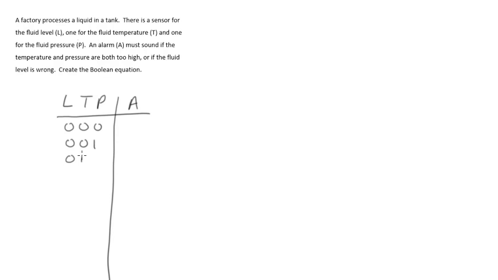Once again, we start with the truth table. We have inputs L, T, and P. The output is A. All the combinations of input go from 0 to 7. The alarm sounds whenever the fluid level is wrong. That happens here, and here, and here, and here.